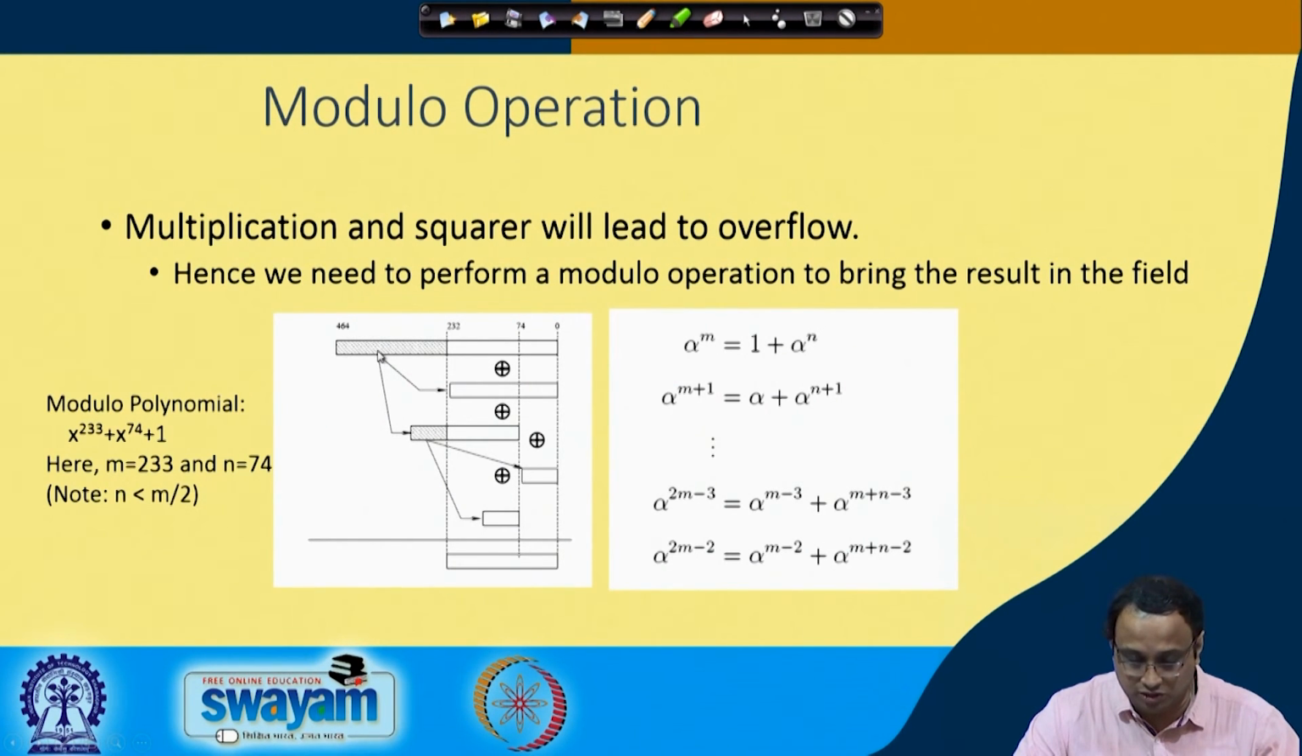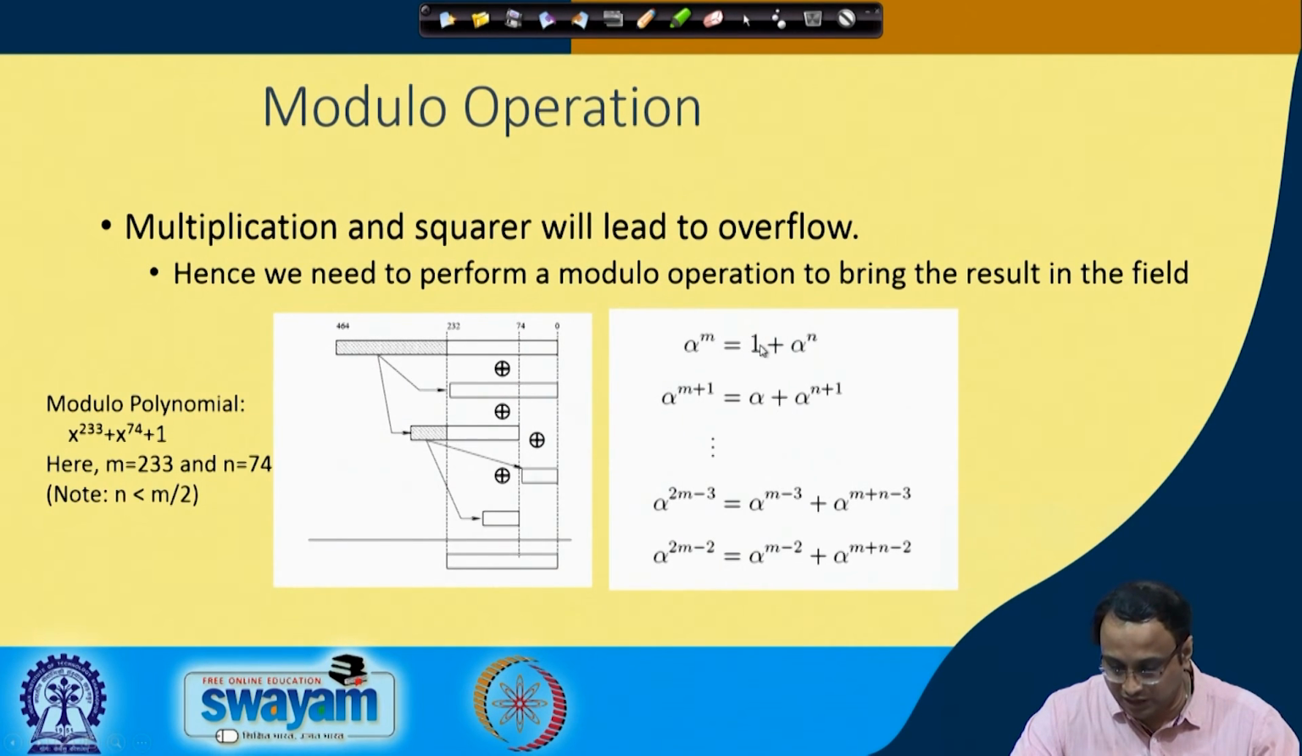So what I can do is reduce it, and if I reduce it, then I will see that these are my corresponding reduced elements. These are all elements or positions which are outside my field, and therefore it goes from alpha to the power of m to alpha to the power of 2m minus 2. You can plug in, for example, m equal to 233, and you note that 2 into 233 minus 2 is 464. That means the maximum value here. All of them are being reduced by the field, by the irreducible polynomial.